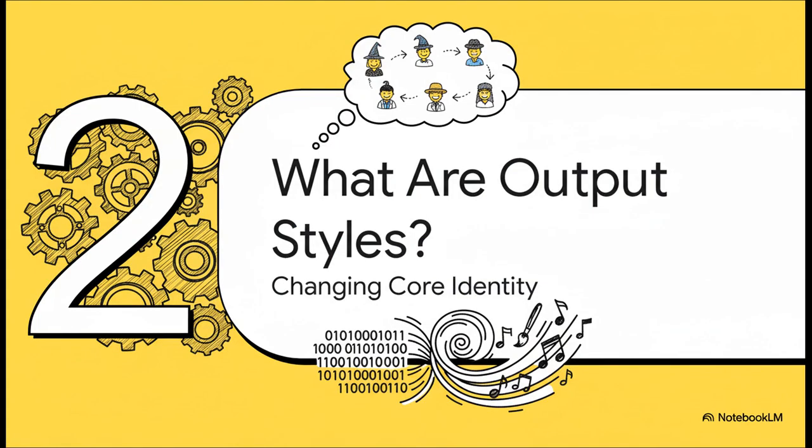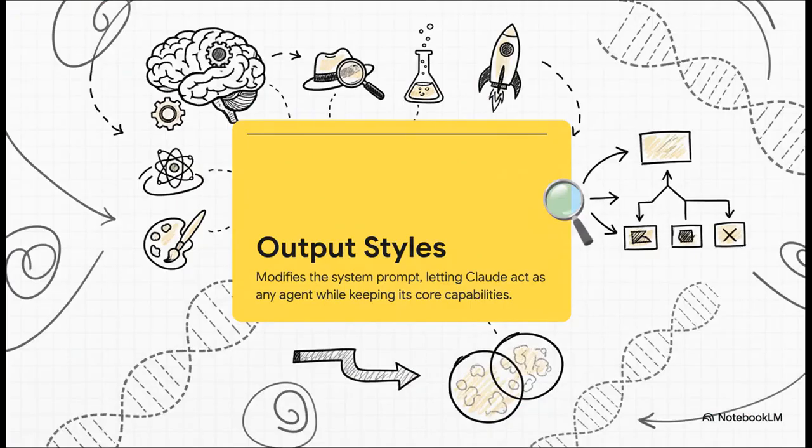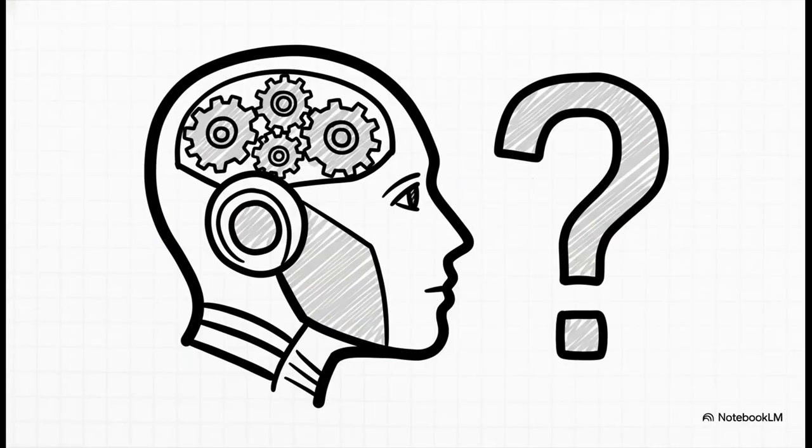Okay, so what are these output styles anyway? Let's peel back the layers and see how this feature lets you fundamentally change Claude's core identity for any project you're working on. At its core, an output style is a way to directly mess with Claude Code's system prompt. You can think of the system prompt as its DNA. It's the fundamental set of instructions that tells it how to be. By changing that DNA, you can make it act like a totally different kind of assistant. But, and this is so important, it still keeps all its amazing core powers, like accessing files and keeping track of tasks.